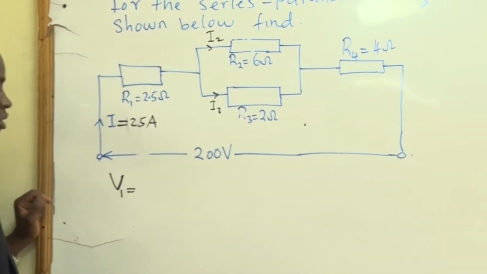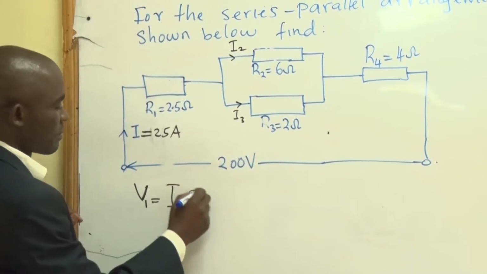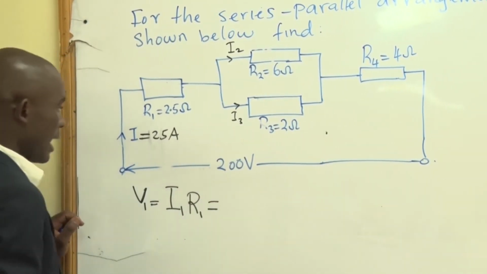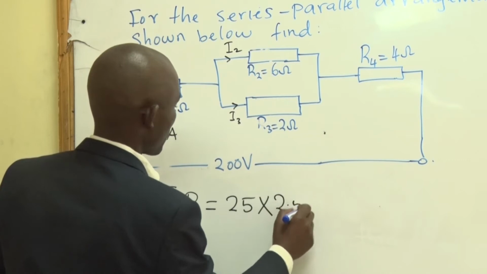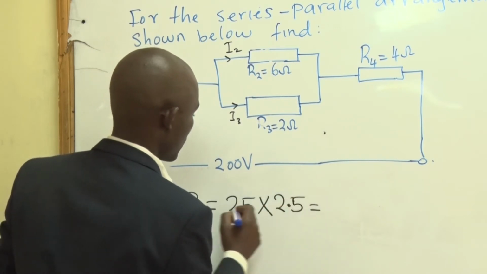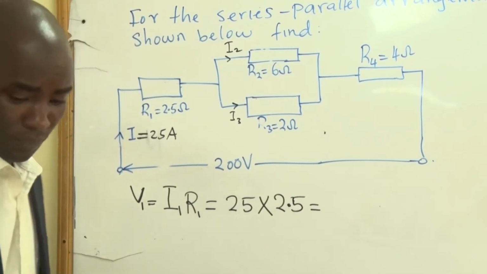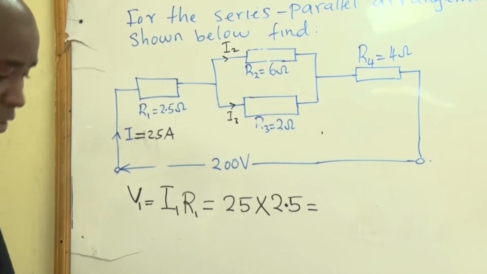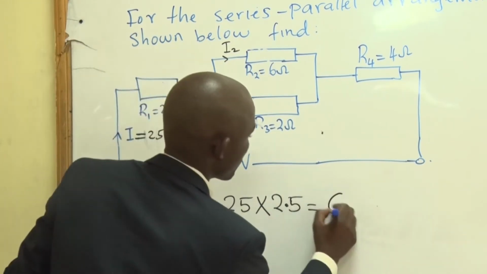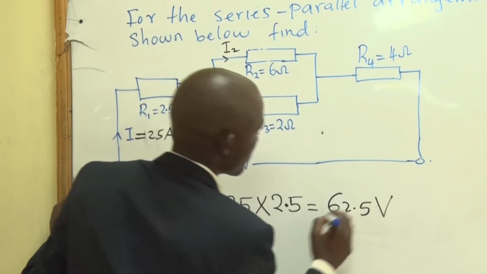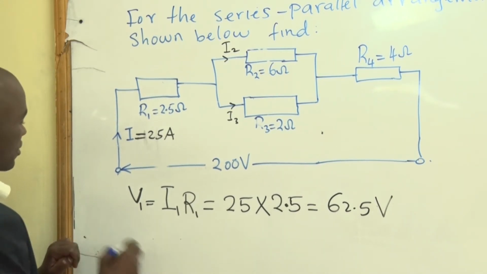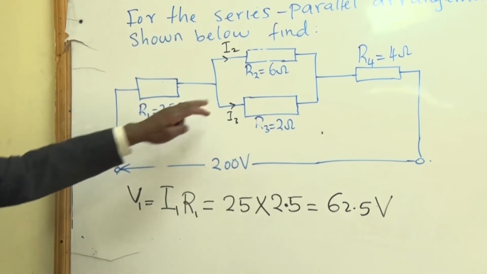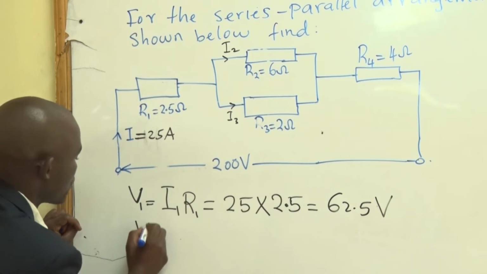We know, according to Ohm's law, voltage is given by current times resistance. This will be equal to the current flowing there, 25, multiplied by the resistor there, which is 2.5. If you multiply 25 by 2.5, you'll be able to get 62.5 volts. That is the voltage that you will get across that particular point. We move to the next one. The voltage drop across resistor 2, we can call it V2.